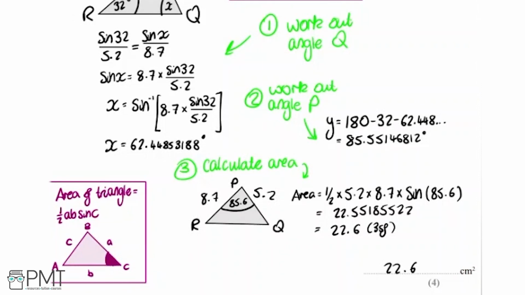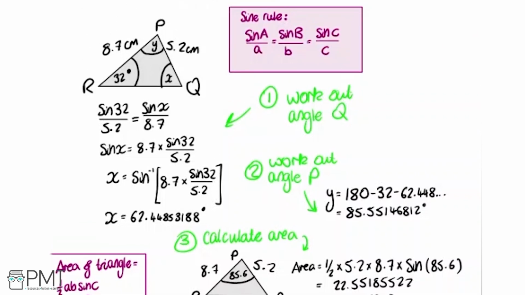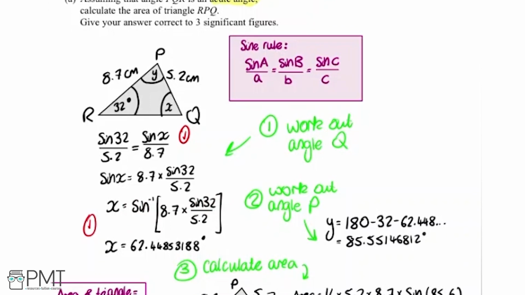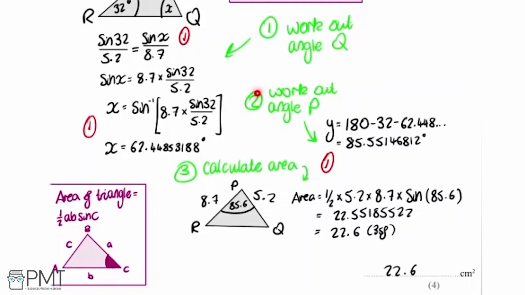And looking to see where we get the marks for part A. So we get the first mark for starting the process of labelling the triangle and drawing it out like this, and realising we can use the sine rule like that. We get a second mark for doing this bit of working, so rearranging, so we get x equals sine inverse of this. We get the third mark then for going through this process down to here to calculate the area. We get the fourth mark for the correct area to 3 significant figures.